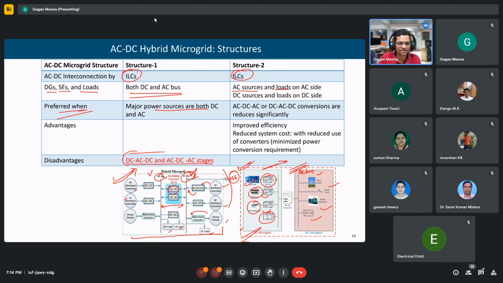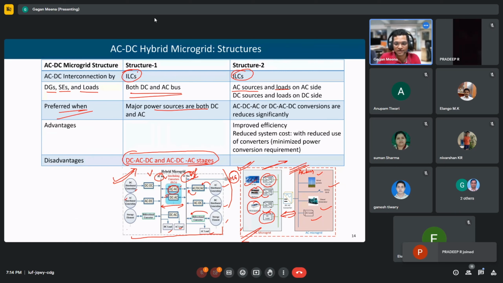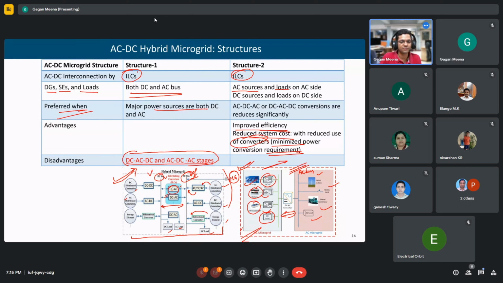These stages can be avoided if they are connected using the interlinking converter. So there can be one interlinking converter or even more than one. So here we can improve the efficiency as well as reduce the cost because the number of converters is reduced.